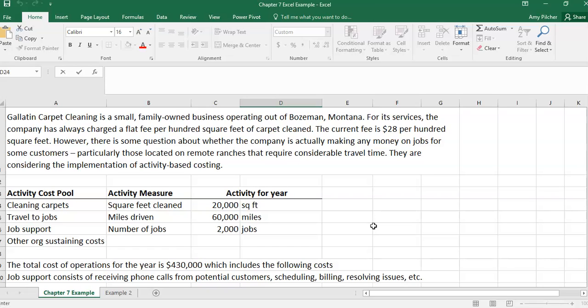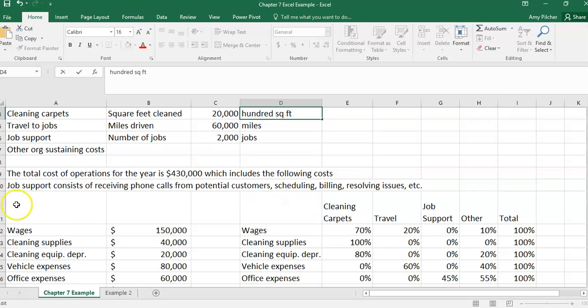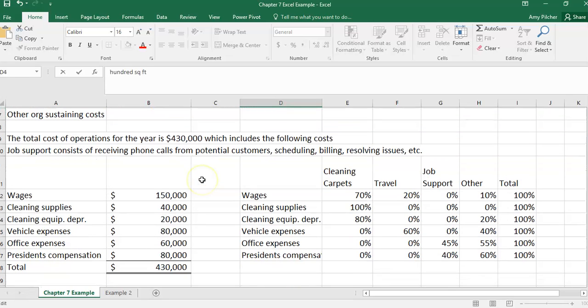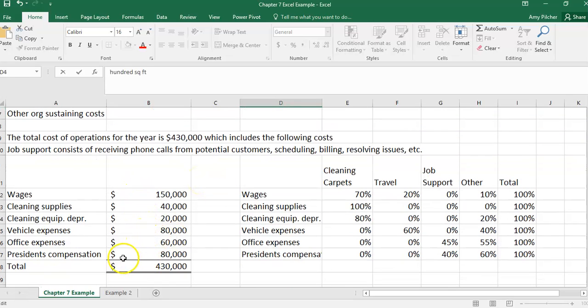They've defined their activities and what their activity measures are and how much activity they have for each year. So they look at per 100 square feet. So we want to make sure that we know this is per 100 square feet. Our total cost of operations is $430,000. They've broken out that $430,000 into these categories: wages, cleaning supplies, depreciation, vehicle expenses, office expenses, and president's compensation.